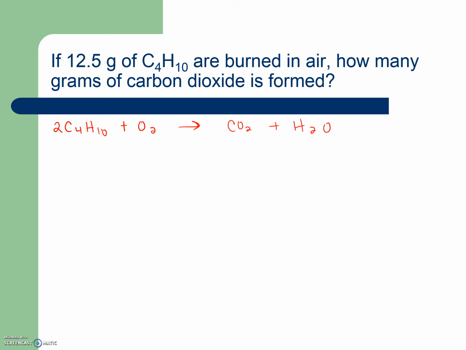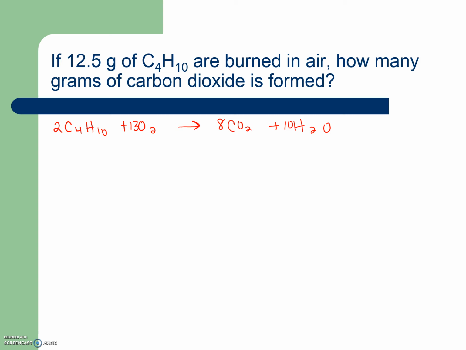If you didn't recognize it, you would have ended up balancing it, and then you would have been stuck with a 13, what times 2 equals 13. So I'm going to just get us to this point. So then I have 8 carbons, so I need 8 CO2. I have 2 times 10, I have 20 hydrogens, so I'm going to put a 10 here. And then I have 10 plus 16, so I have 26, which means I have 13 O2s. Okay, so I have a balanced reaction, and now that's useful.